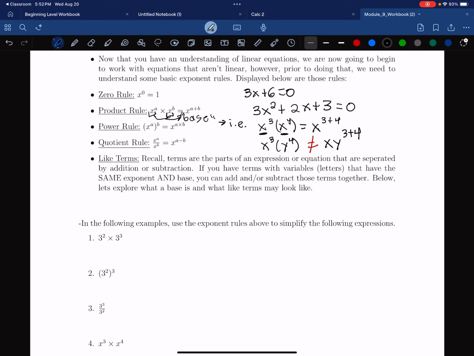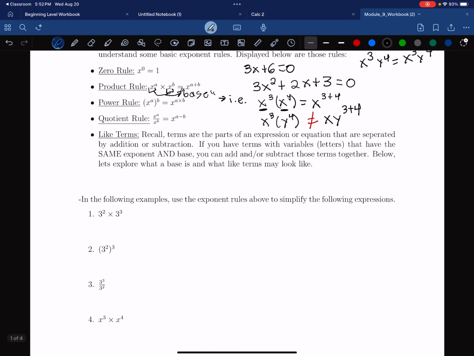And if you're interested what it is, x to the third times y to the fourth is just x to the third times y to the fourth. That's all it is. We can't really do anything with that. But anyways, moving on to the power rule, if we were to have something with an exponent and this entire thing being raised to another exponent, instead of adding the exponents, we're going to multiply them.